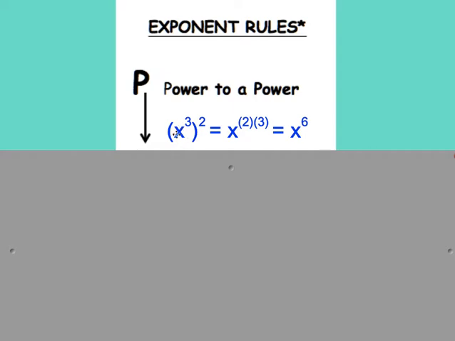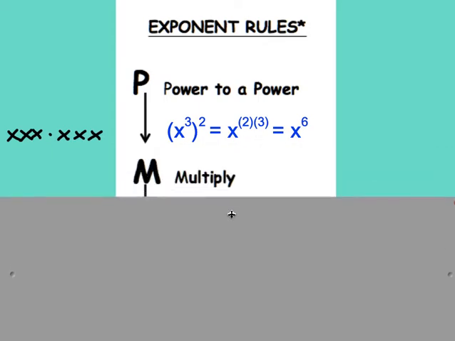Flipping on to page 3. Basic exponent rules. First rule we have is called the power to a power. Basically, the rule is if there is only one base with 2 powers, we multiply the exponents. So x to the third to the second is really just x to the 2 times 3, which is 6. Reason being is that x to the third to the second means that we're multiplying x together 3 times 2 sets, which gives us x to the 6th.